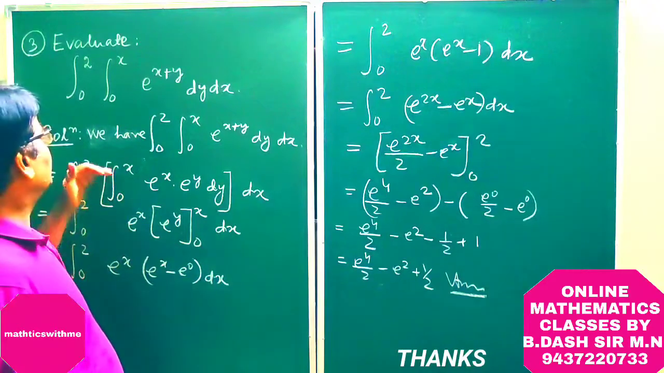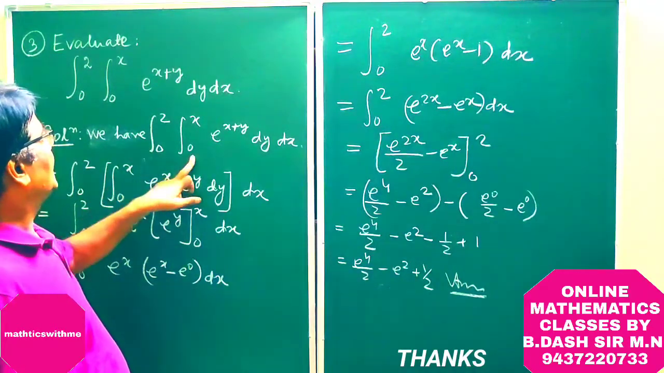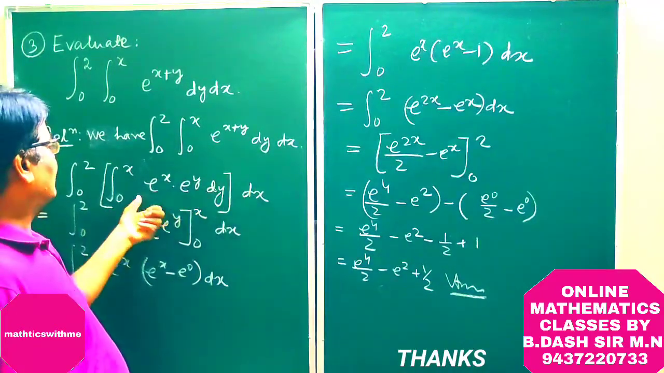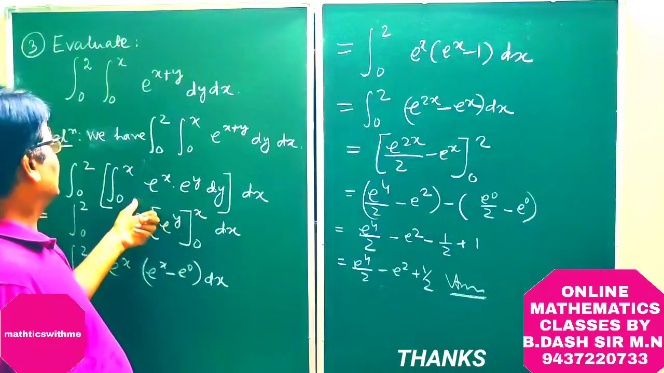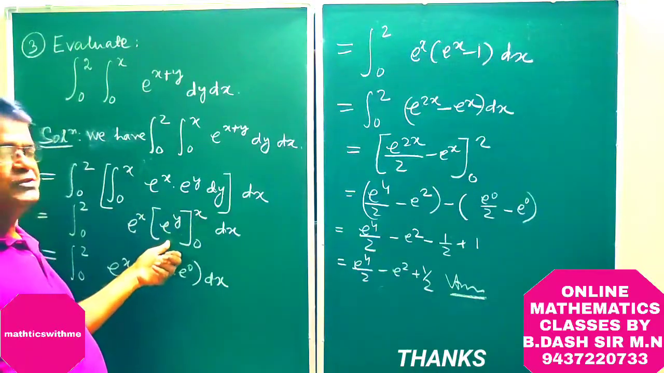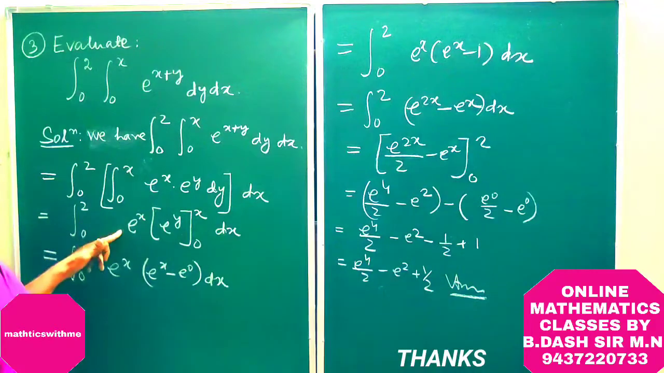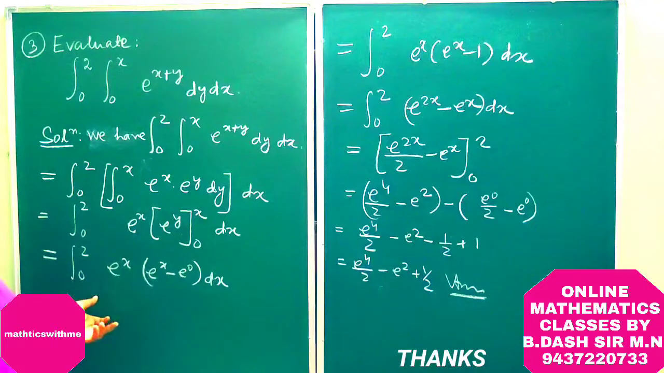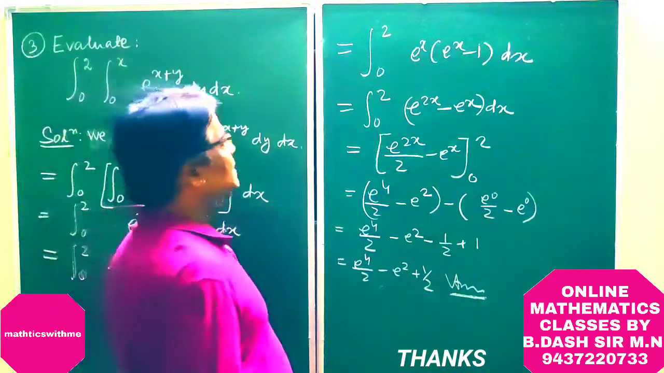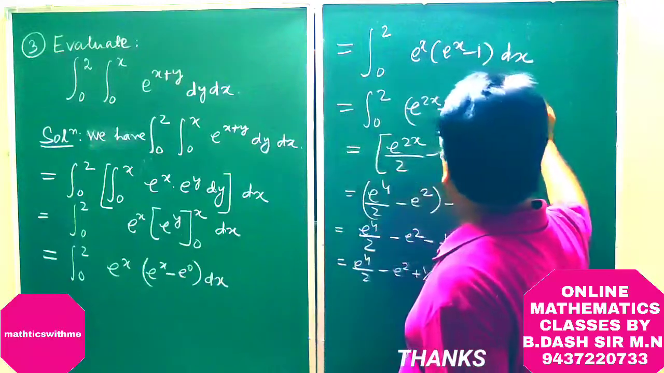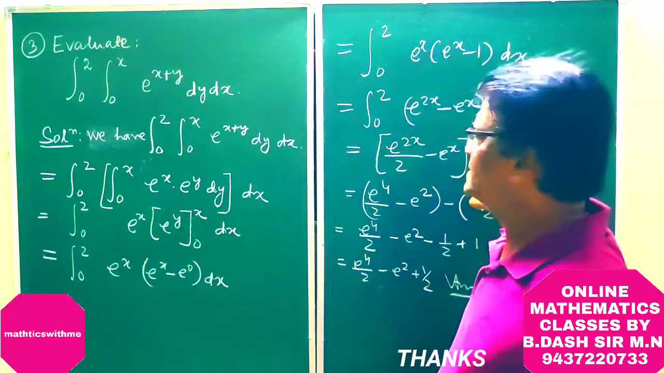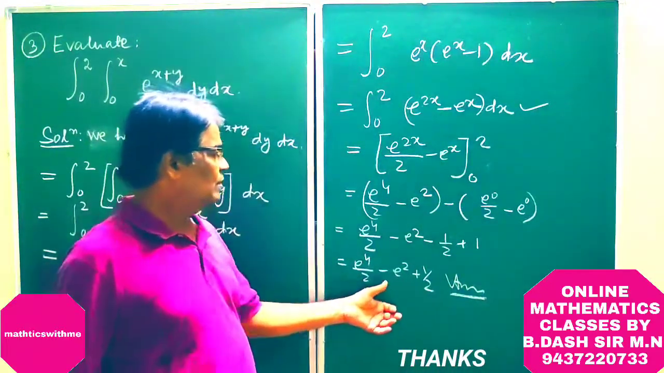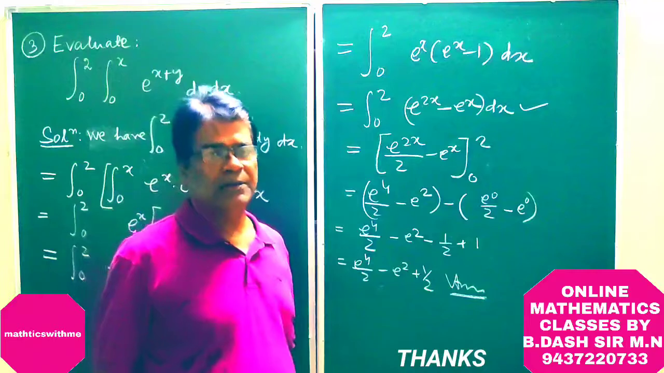So here we have to integrate integration 0 to 2, integration 0 to x, of e to the power x plus y dy dx. First of all, we take the inner integral as this bracketed expression in which we have to integrate with respect to y, taking e to the power x as a constant. Now putting the limiting value, after simplification we get this expression, integrating with respect to x and putting the values, after simplification, we get e to the power 4 by 2 minus e square plus half.